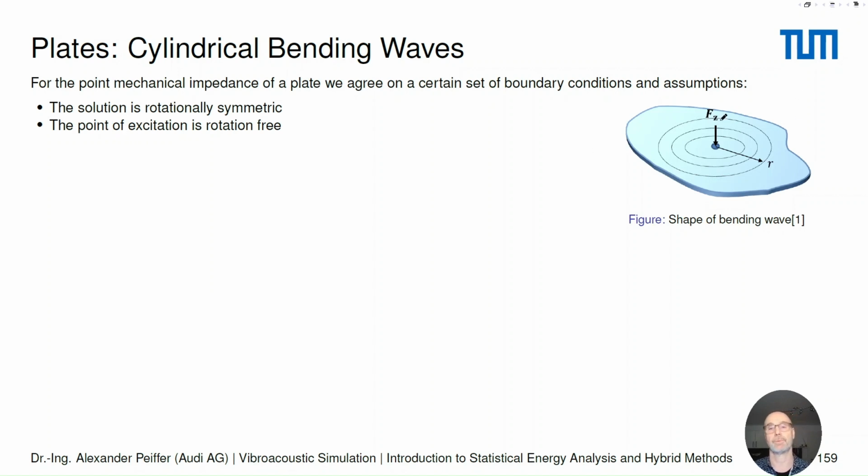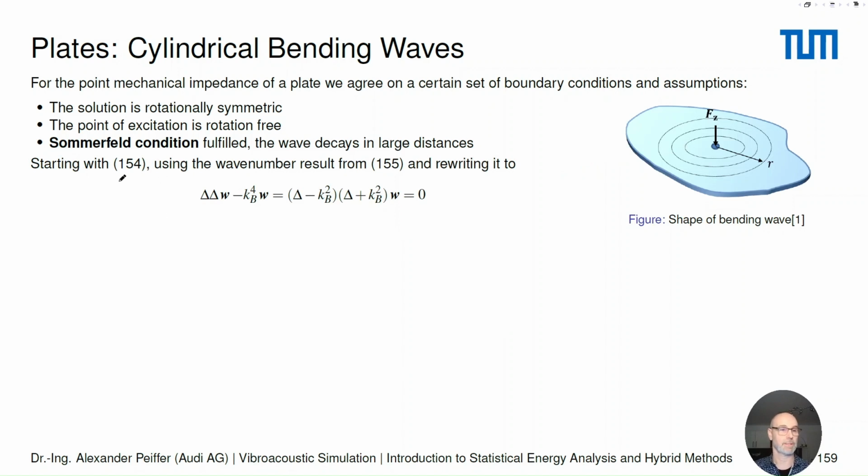So we also suppose that there is no rotation in the excitation, and we assume that the Sommerfeld condition is fulfilled. So that means this wave is decaying as it goes to infinity, and then it is vanishing at large distances. So we start with our wave equation and rewrite this a little bit. Our double Laplace operator can be used in this kind of binomial, and then we would have kind of 2 wave equations more or less that can be solved step by step.